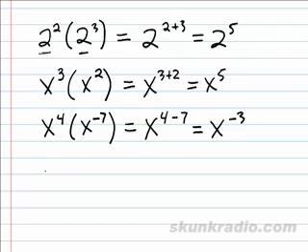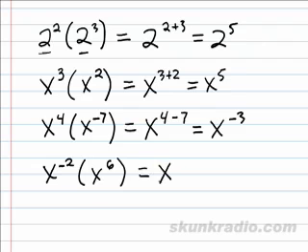We could try another one. How about x to the minus second times x to the sixth? We're going to rewrite this as x to the minus 2 plus 6. And that's the same thing as x to the fourth.